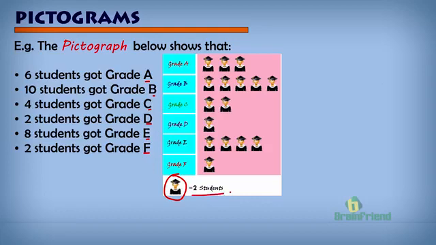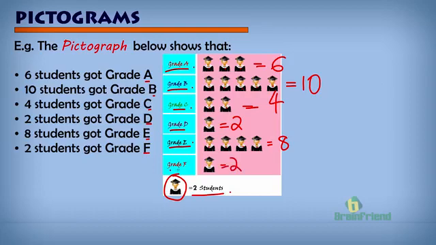pictograph here, it means that there are 2 plus 2 plus 2, 6 students that got grade A. Also, 2 plus 2 plus 2 plus 2 plus 2, 10 students got grade B. For grade C, we had 2 and 2 students to give us 4 students for grade C. Grade D had just 2 students that got grade D. Now, 2 plus 2 plus 2 plus 2, 8 students got grade E. And finally, just 2 students got grade F.